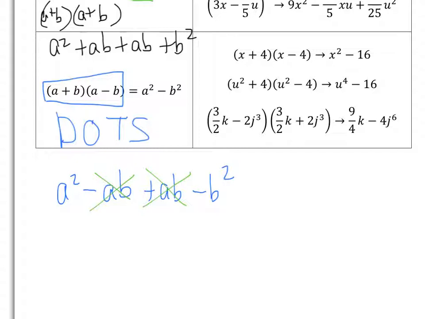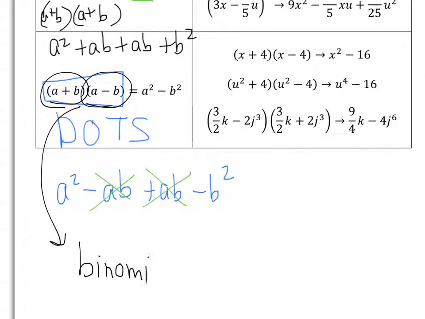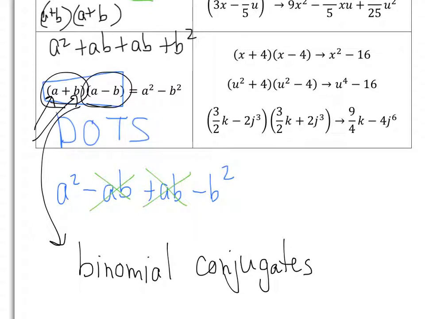Let's write that word down. I'll jot it down up here. These two things, they're both binomials. One is positive, one is negative. So we call things that have a positive and a negative conjugates. So these are binomial for the two terms, right? a is one term, b is the second term. And they're conjugates because one is positive and one is negative. All right? So binomial conjugates. When you multiply binomial conjugates, the inner terms cancel, leaving behind only the outer terms. a squared minus b squared.